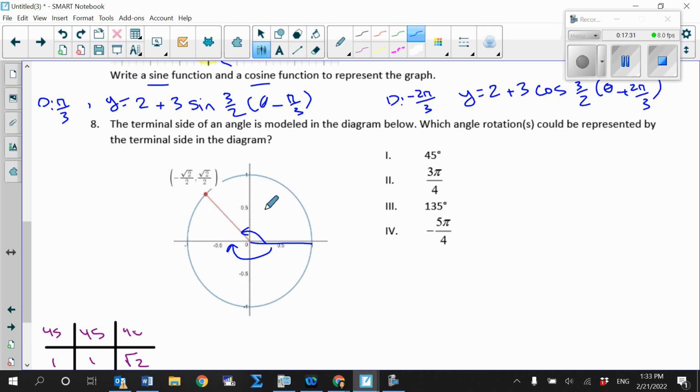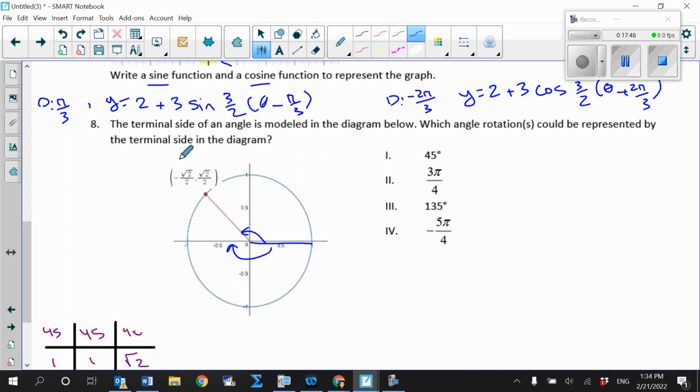How do I find this? We have learned before that if I have this, let's say this is the unit circle, because I know the radius is 1 here, a point on the unit circle has an x and y coordinate.